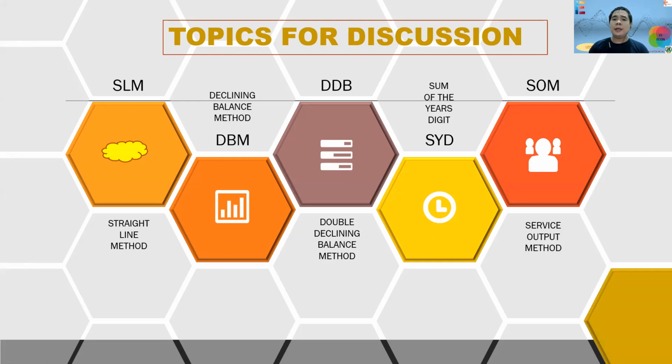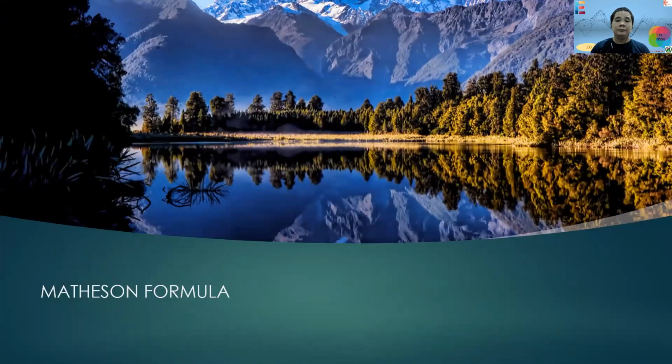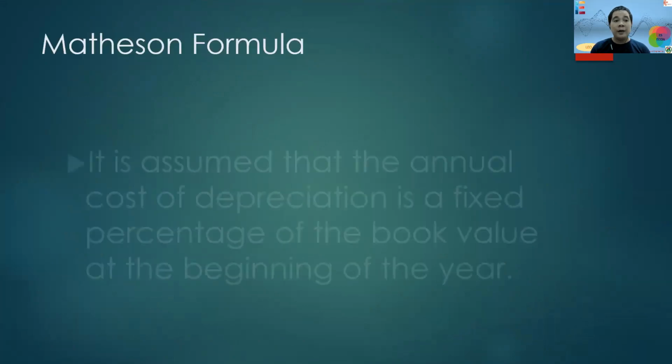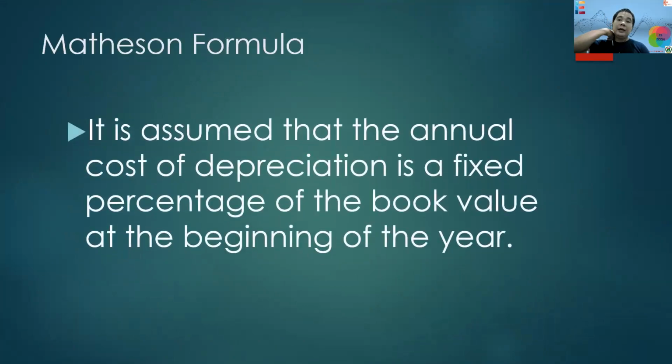We have 2 supplementary topics for this module. Number 1 is the Matheson equation. So what is the Matheson equation, or the Matheson formula? It goes by the same understanding with regards to the declining balance method. But it is assumed that the annual cost of depreciation is a fixed percentage of the book value at the beginning of each year.